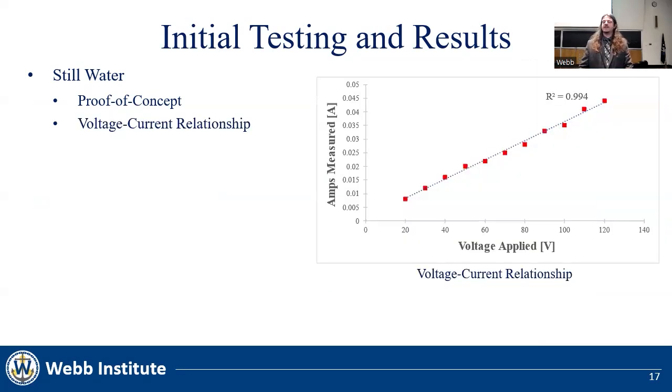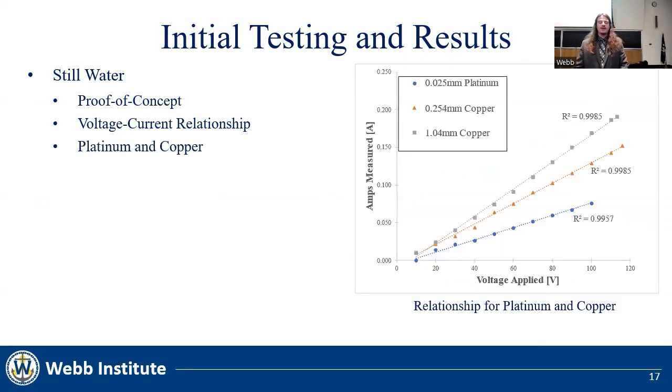I then carried out testing to determine the relationship between applied DC voltage and induced DC current, and produced the figure shown to the right, where the measured amperage is on the y-axis and applied voltage on the x-axis. As expected, the relationship was linear, suggested by the high R² value. I then carried out the same testing for a platinum and copper wire and produced the plot seen to the right, with the same axes as before. The linear relationship was maintained for the copper as well, as the R² values were also high.